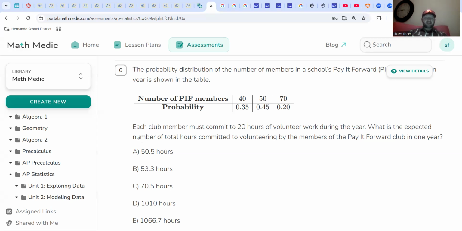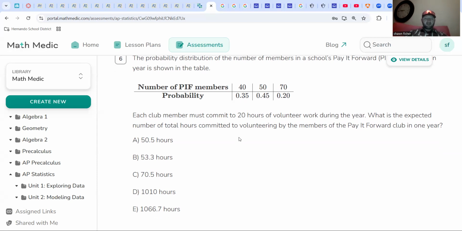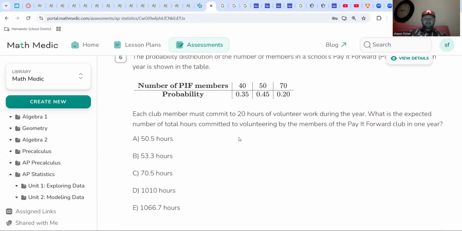What's the expected number? What's the expected value? You should be able to do that in your calculator. Make sure you're looking at your notes. What's the expected number of total hours committed by each member? Okay, very nice.